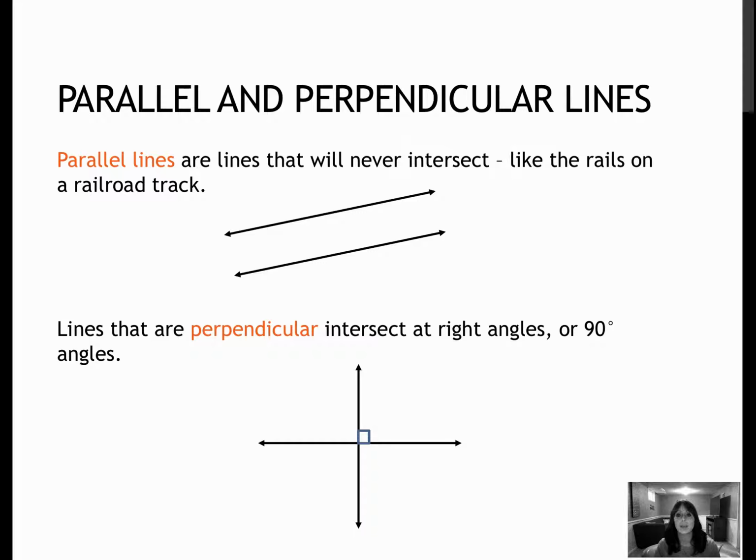Lines that are perpendicular intersect at right angles or at 90-degree angles. Again, note that we're using that little box to remind us that that means it's 90 degrees.